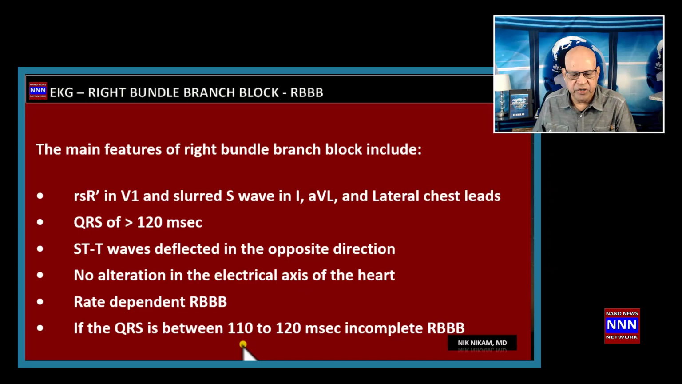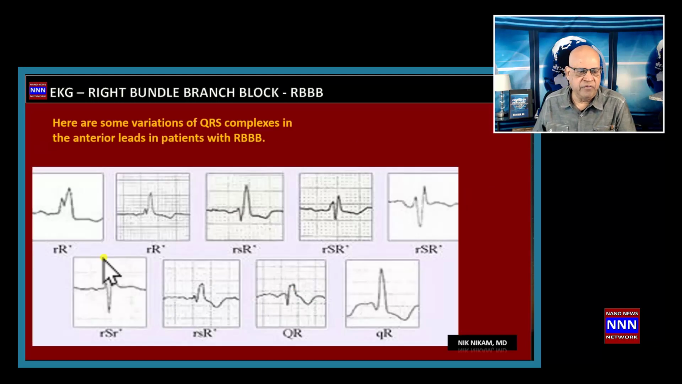As I already mentioned to you, if the QRS duration is between 110 and 120 milliseconds, it is called the incomplete right bundle branch block. Here are various patterns of right bundle branch block we may see. I'll just pause here and you can look at these. There can be variations in the R wave, the S wave, and the R prime, and their depths can vary depending upon various situations. So these are all variations of the right bundle branch blocks.